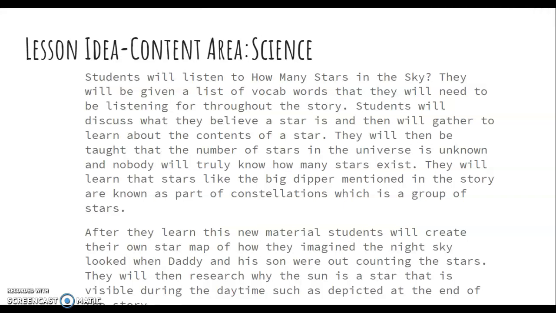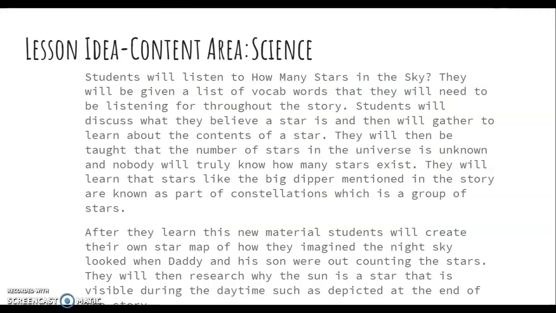So the first lesson idea is in the content area of science, and students will listen to How Many Stars in the Sky being read aloud. They will be given a list of vocab words that they will need to look for throughout the story, and then they will discuss what they think a star is and gather as a group to learn about the contents of a star. They will then be taught that the number of stars in the universe is virtually impossible to figure out, and they will learn about the constellation of stars as well.